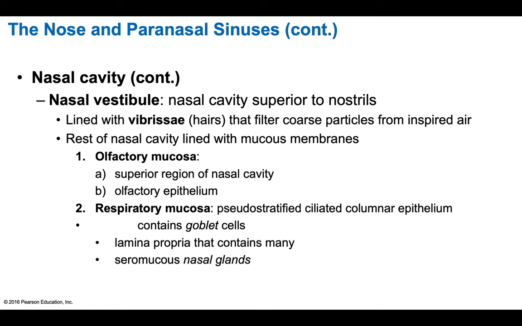The remainder of the nasal cavity ends up being lined with two types of mucous membranes. First, we have the olfactory mucosa, which lines the superior region of the nasal cavity, and it contains smell receptors in its olfactory epithelium. Next, we have the respiratory mucosa. The respiratory mucosa lines most of the nasal cavity. It is made up of pseudostratified ciliated columnar epithelium, which also has goblet cells scattered within the tissue. It rests on a lamina propria that's richly supplied with seromucous nasal glands.